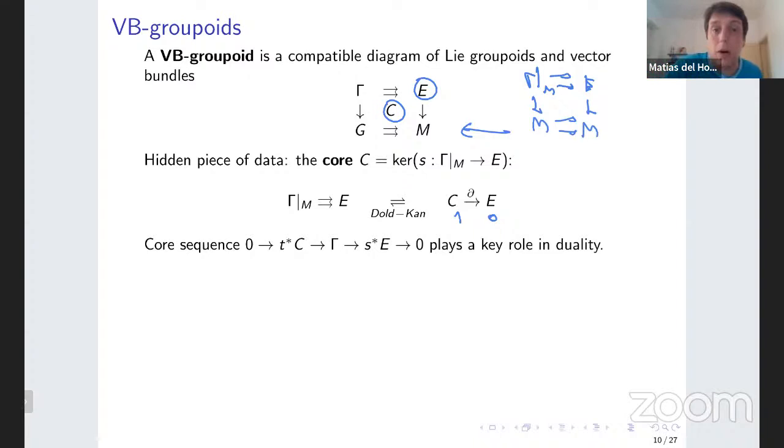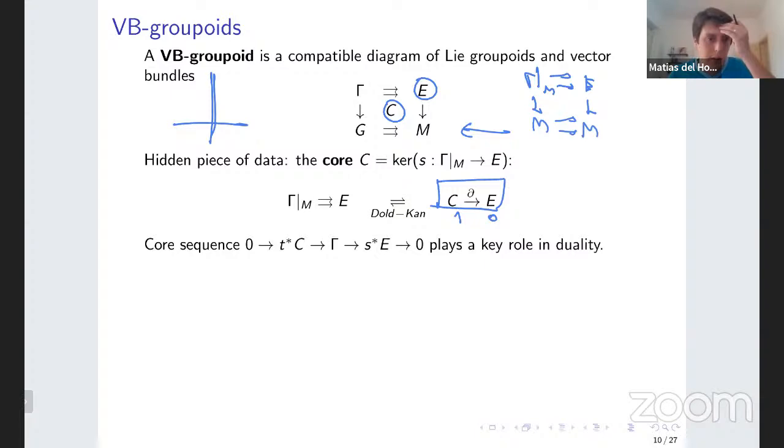There is something more. You should think that a usual vector bundle on a manifold is a family of vector spaces parameterized by the base manifold. Then what is a VB groupoid? It's something where you categorify both the base and the fiber. It's a family of two-term complexes of vector spaces, or category objects in vector spaces. These are the fibers, and they are parametrized by a Lie groupoid. What does it mean? For each point of the groupoid, I have two vector spaces, and for each arrow of the groupoid, I have a morphism between the two vector spaces, which are the fibers.